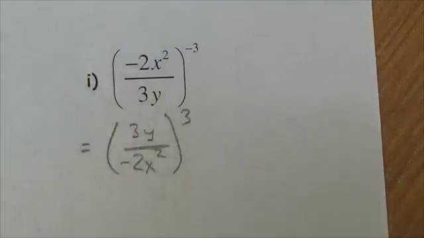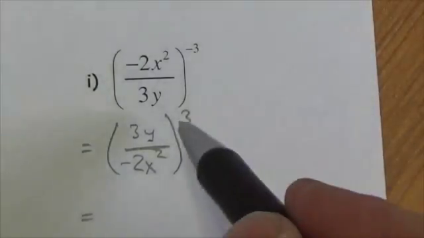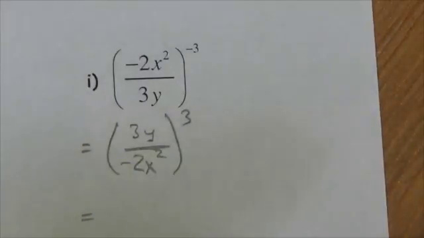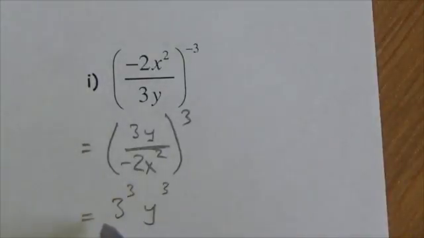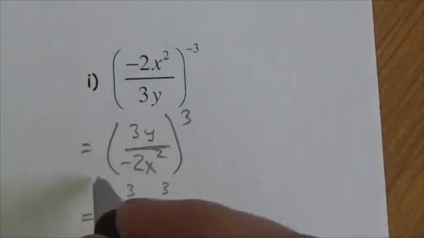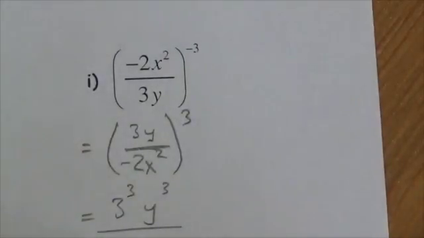Now the negative can go anywhere, by the way. That negative can be bounced around. The fact that I've moved it to the denominator is just because I think a lot of people would do it like that. But it can stay in the numerator if you want. It doesn't matter. Now, because there's no addition or subtraction here, everything is going to get cubed. The 3 is going to get cubed. The y is going to get cubed. The negative 2, the negative is going to get cubed. The 2 is going to get cubed.